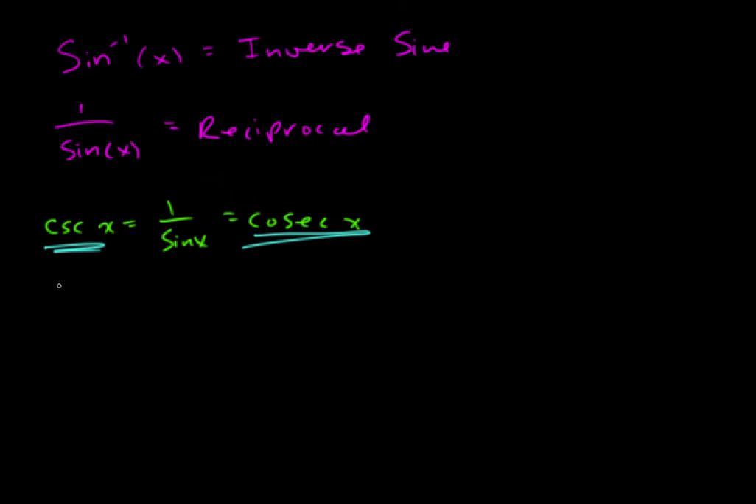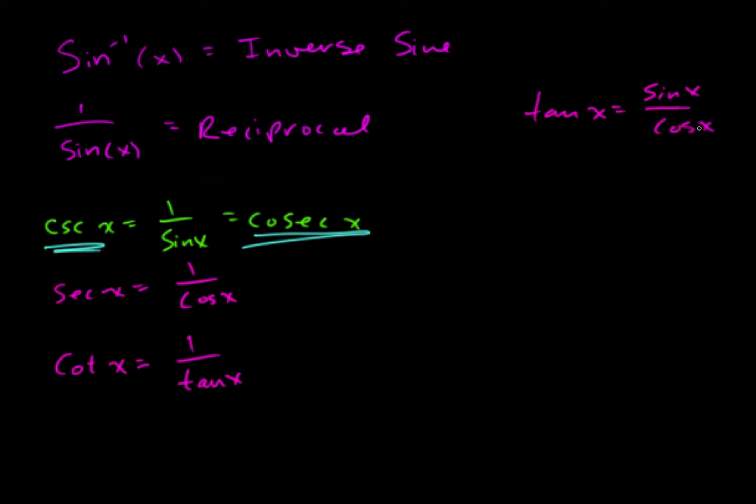Okay, we also have secant, which is 1 over cosine. And then we also have cotangent, which is 1 over tangent. But since tangent is equal to sine over cosine, if we did the reciprocal of that, that would be cosine over sine. Okay, so you'll just have to get used to these, do a little bit of memorization.